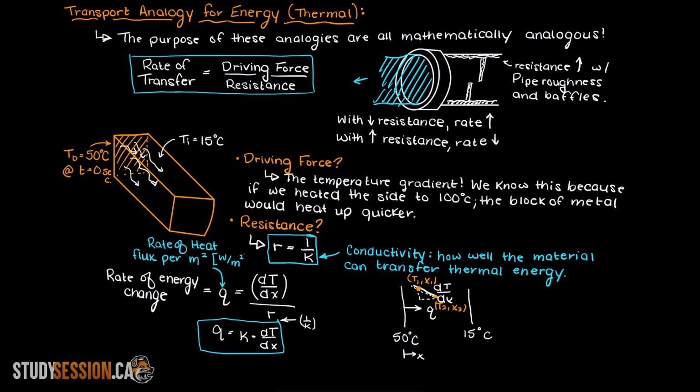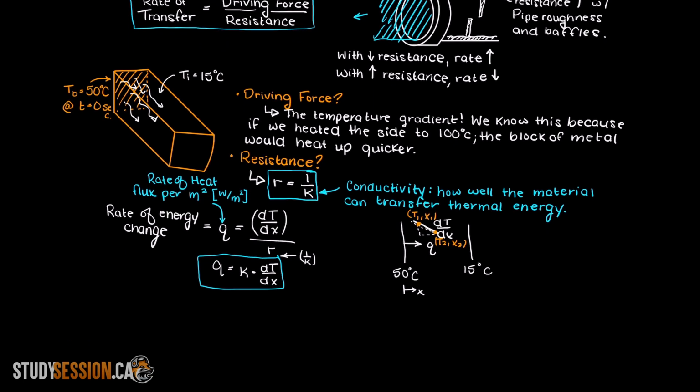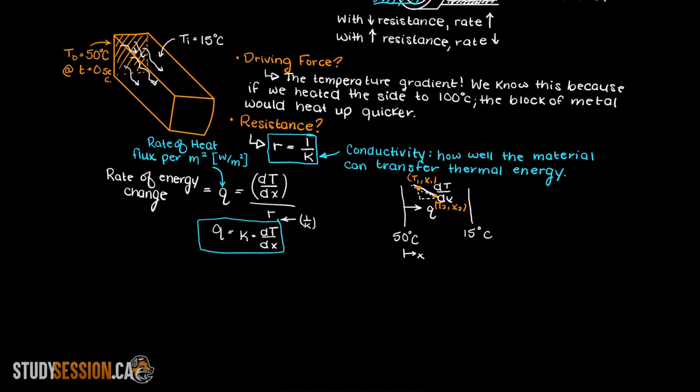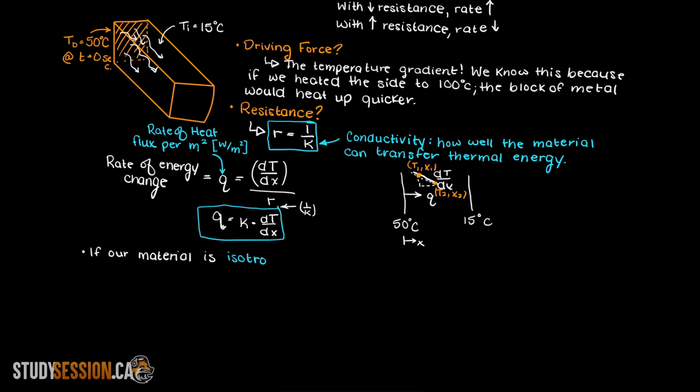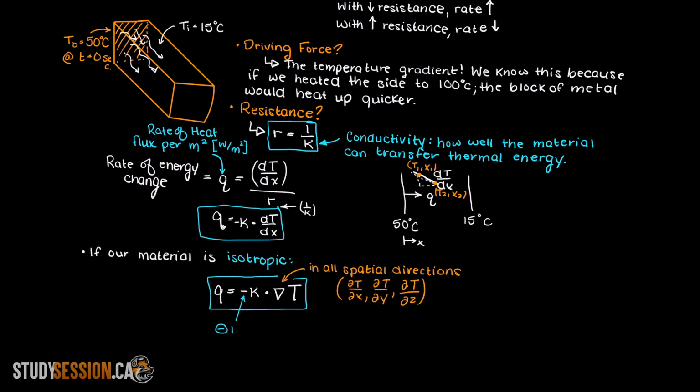So, applying these two terms to our transport analogy, we get Fourier's first law of heat conduction. So, what this is saying is that the heat flux, the amount of heat transferred per meter squared, is equal to the temperature gradient across the material times the conductivity of that material. To build on this, as long as our materials are isotropic, which just means that the transfer of heat is equal in all of its directions, we can expand the Fourier's heat conduction equation and write it as a vector equation, in which this nabla or del term here just represents the gradient of the temperature in all spatial directions.